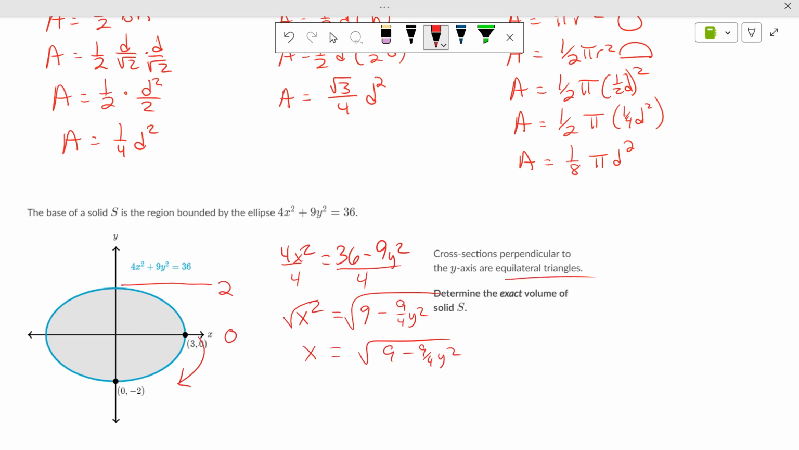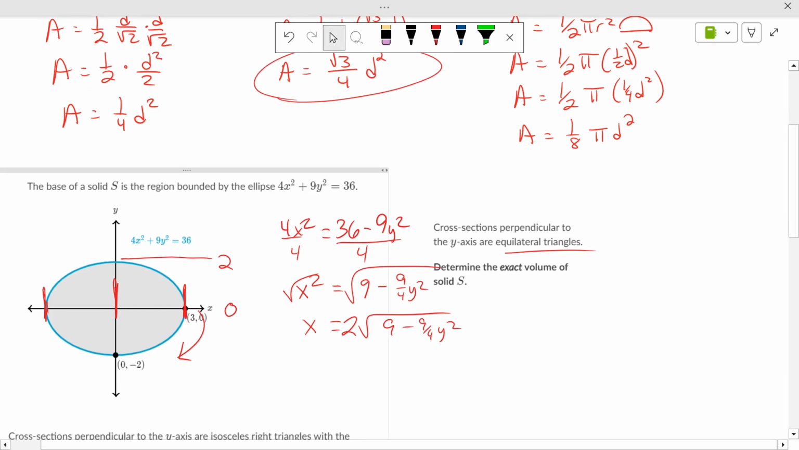So I've got to put it into the equilateral triangle formula. And so that is going to be, okay, just a second. So if we take the square root of this, that's just the area from here to here. We also have to have the negative square root or multiply this by 2 to get this whole region.